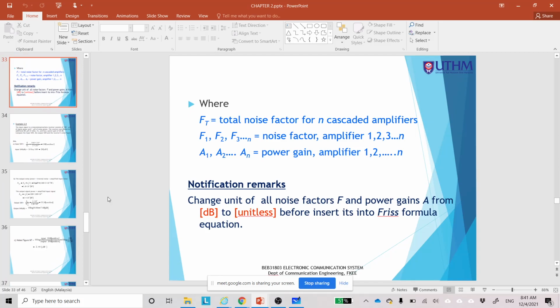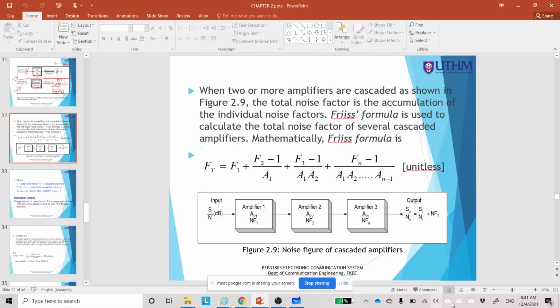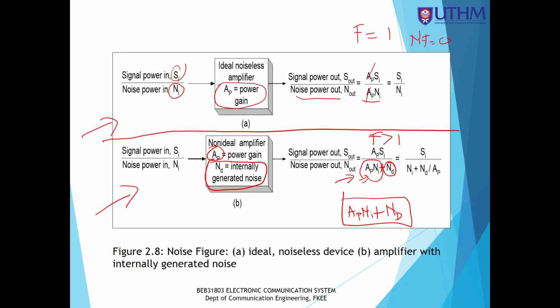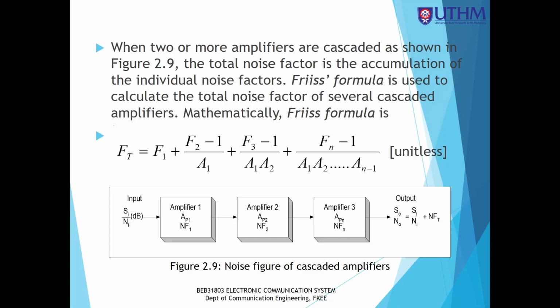What about if we have cascaded amplifiers like this? Previously we have seen a single amplifier, and then what about if we have more than one amplifier? So in your syllabus, normally we do up to 3 amplifiers cascaded together.